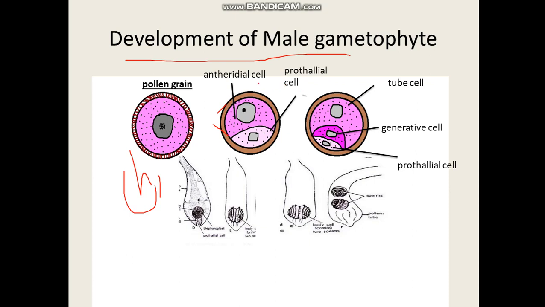The microspore nucleus divides into two, resulting in the formation of two unequal cells: one is the prothallial cell and the other one is the antheridial cell. The prothallial cell doesn't divide further and remains as a prothallial cell, but the antheridial cell divides into two: one is the tube cell and the other one is the generative cell. This three-celled stage is very important because the shedding of the microspore or pollen grain takes place at this three-celled stage.